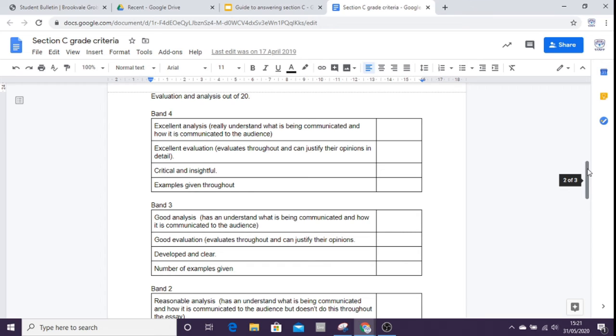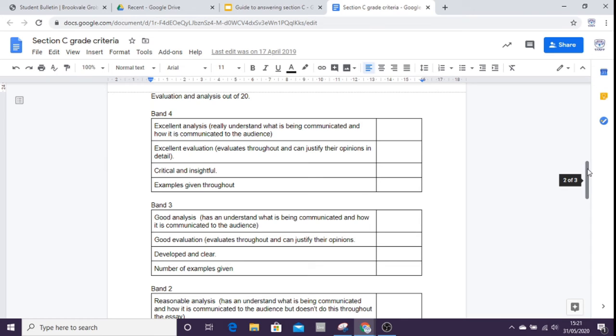Excellent evaluation. This needs to be throughout. Constantly thinking, is something effective? Was it used well? Was it creative? And actually to justify why you think something was good. What impact does it have on the audience? How does it make them feel? What does it communicate? And this is why analysis and evaluation are together. Because actually, if you justify why something's good, it usually links to your analysis.